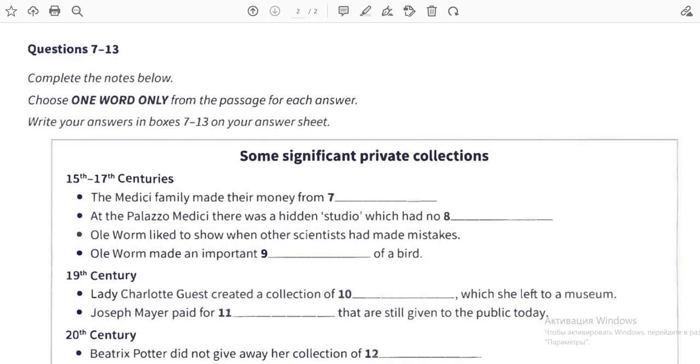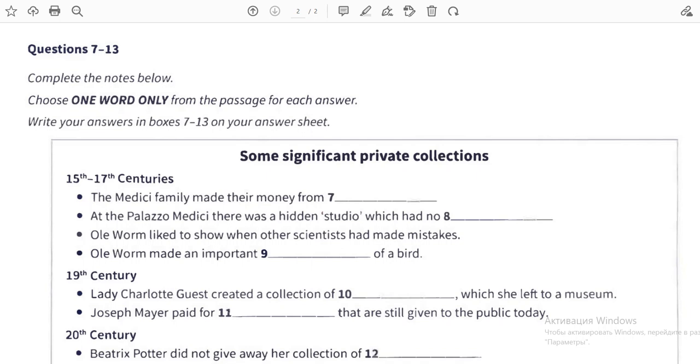The next one is to look at the heading of the notes. This will help you locate the relevant part of the text. You have the title, Some significant private collections, in the box. So this is your hint. And the next one is you need to study the notes very carefully.